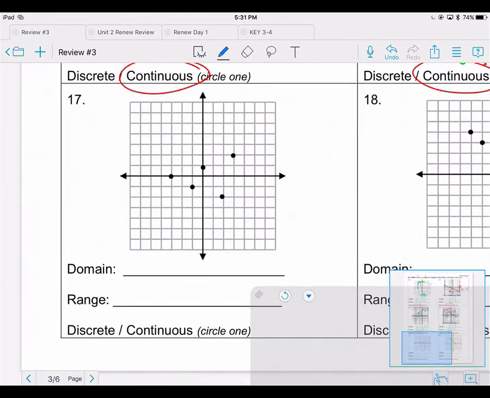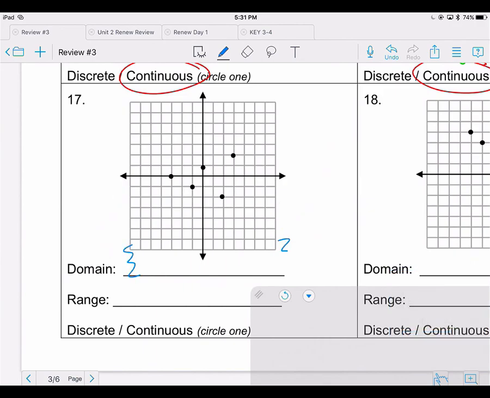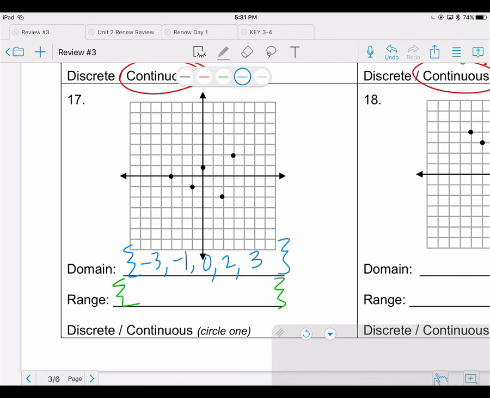Problem 17, because we have a bunch of scattered points, my domain and range are going to have my little squiggly lines to show that they are all separated points. My domain is all of my x values, so I'm going to start left to right just to make sure I can get them all. This x is at -3. This is at -1. This is at 0 on the x's. This is at 2. And this is at 3. For my y's, I'm going to go bottom to top to make sure I don't miss anything. This one is at -2, -1, 0, 1, and 2.